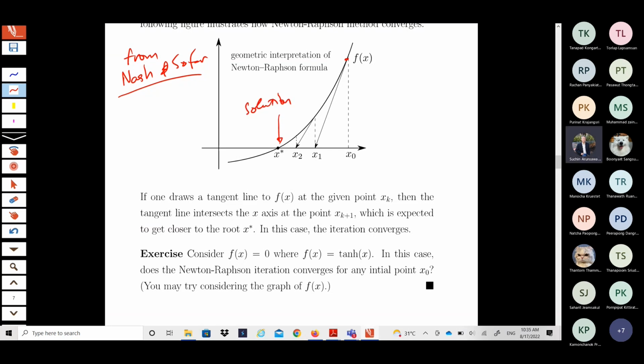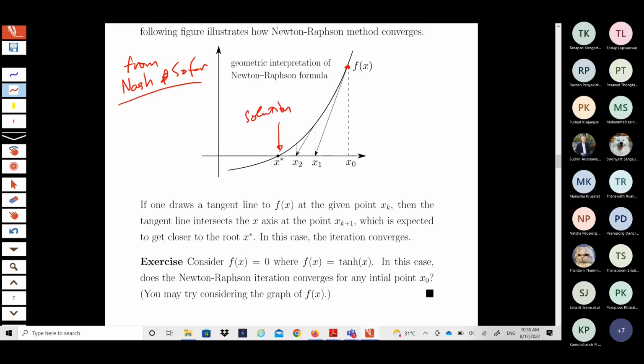Now, suppose we start at the iterate x naught. At the coordinate x naught, f of x naught. This point is the coordinate x naught, f of x naught.